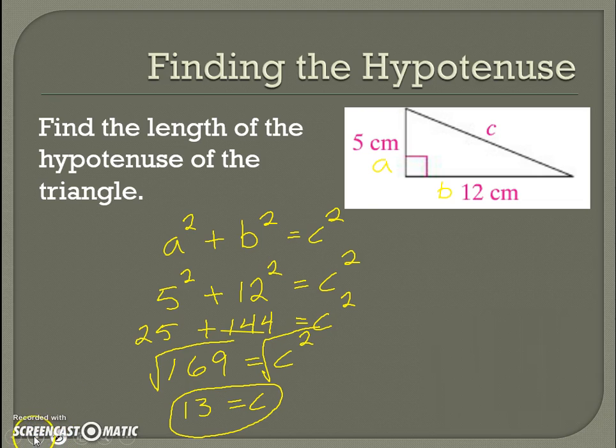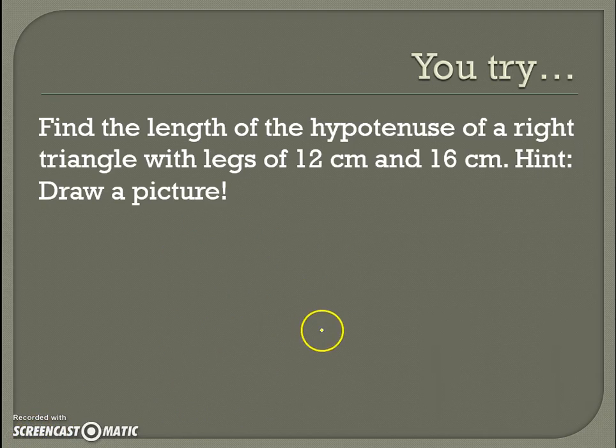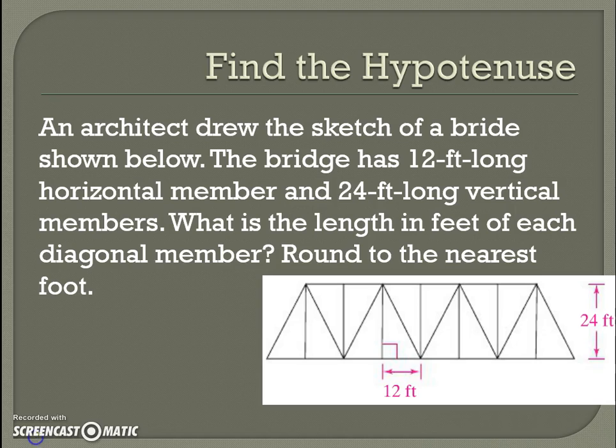Alright, so here's one that I want you to try on your own. Try to figure that out. Notice here it says to draw a picture. If you're confused about things, make sure you draw a picture. And hopefully when you're done, you find that the length of the hypotenuse is equal to 20. If you did not find that, you made a mistake, go back and try to figure out what you did.